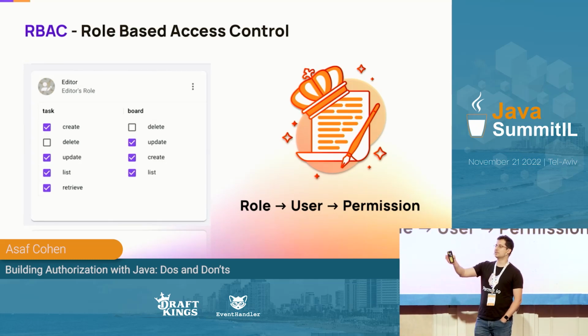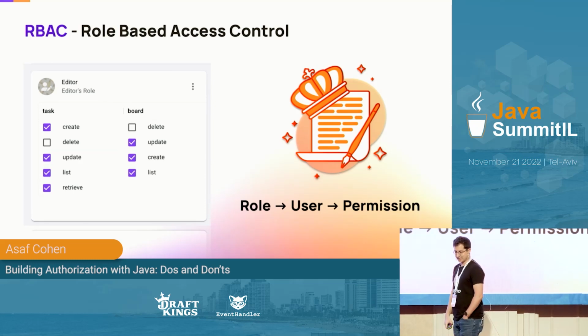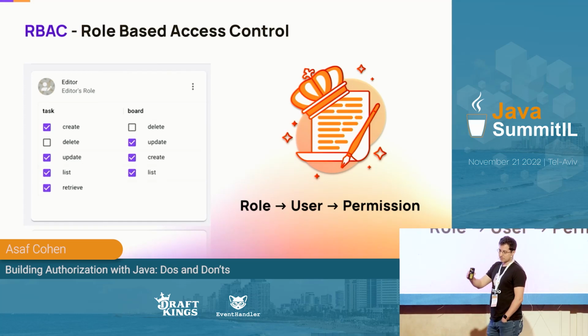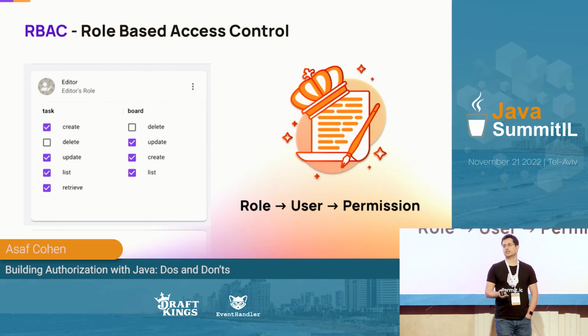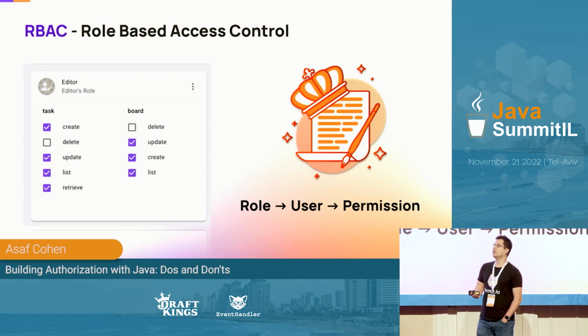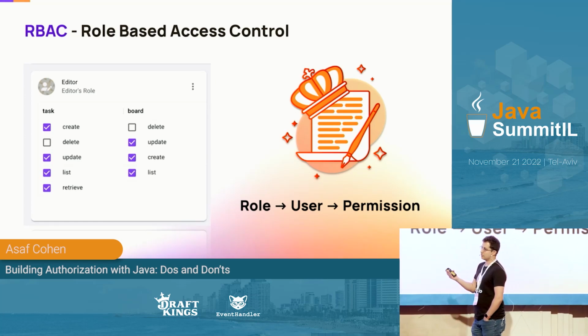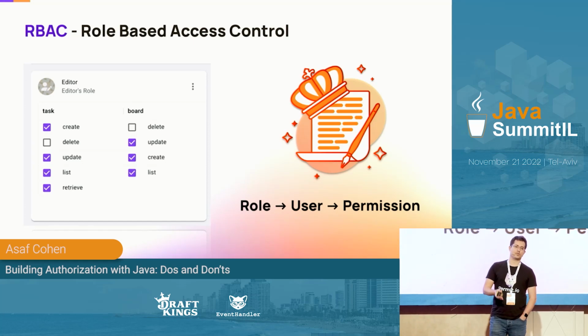And with role-based access control, you have 2 mappings. So you have roles to permissions. Actually, I did that in reverse here, but it's user to role to permissions. So it's roles mapped to permissions, and users are mapped to roles, and that is flexible because now if you change your role within the organization, so roles typically are job functions.